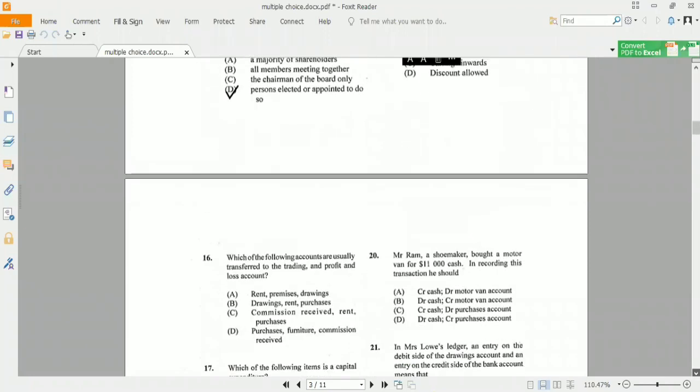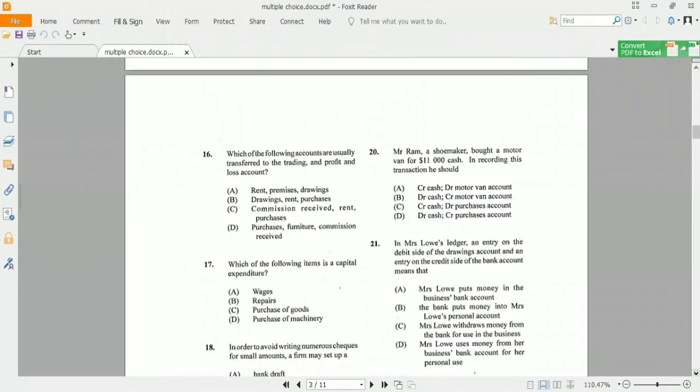Number 16. Which of the following accounts are usually transferred to trading and profit and loss account? All they're asking you, what are the accounts that we use in our trading and profit and loss account? And the response there is C. Great, Simpson. Senior response there, Samuel. Okay, good. So the response there is C.